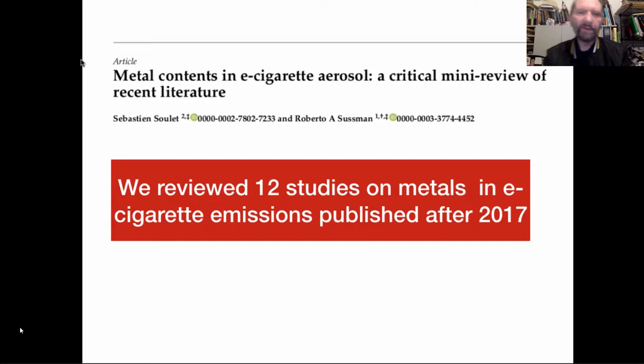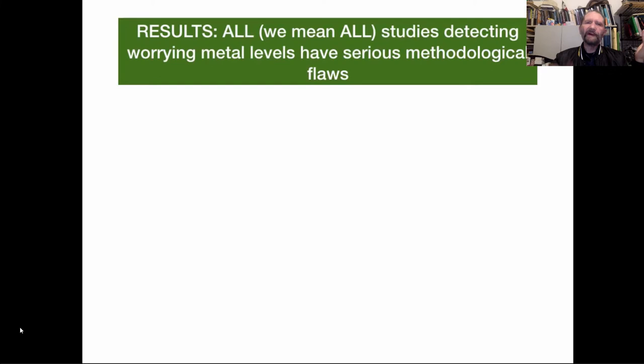We are reviewing 12 studies on methods on electronic cigarettes that were published after 2017. The date is important because studies that were done before were testing devices that are now obsolete, like cigalikes and so on. So we concentrate on studies that have tested devices that are still being used. What are our findings? And this is very important. What we found is that all, and here I mean all, not just the majority or whatever, all the studies detecting worrying levels of metals have serious methodological flaws.